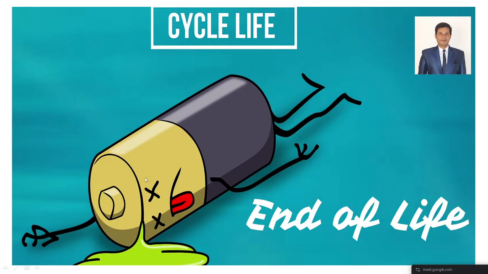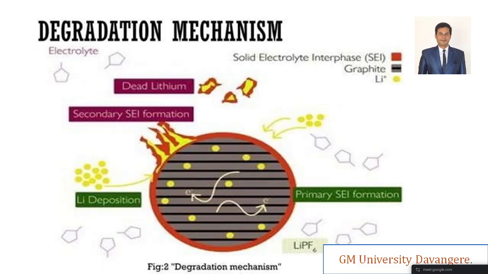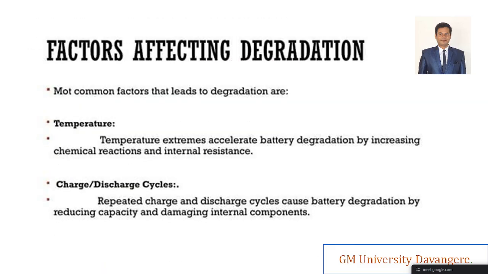You cannot expect anything from the battery after that, right? Then you have to go for the degradation. You have to remove the batteries and decay them inside the earth, if it is a lithium one. That's why degradation happens. This is one of the major factors, right? So temperature and the charge and discharge cycle.